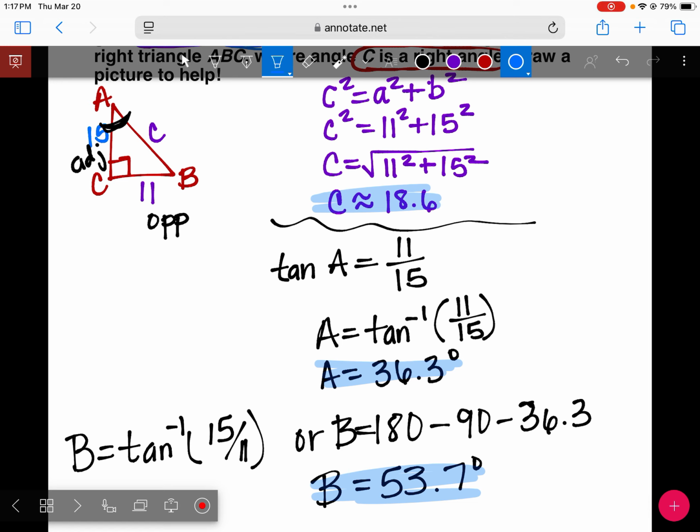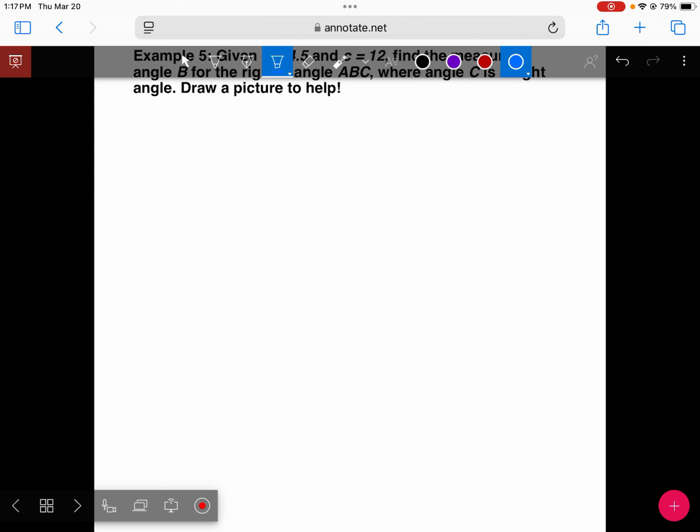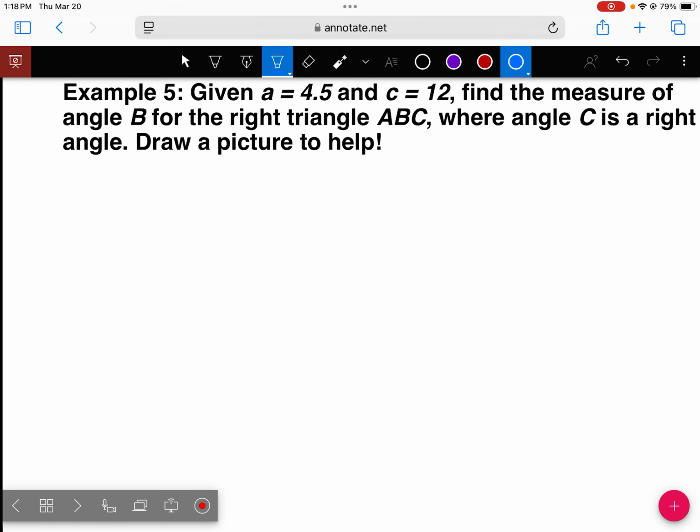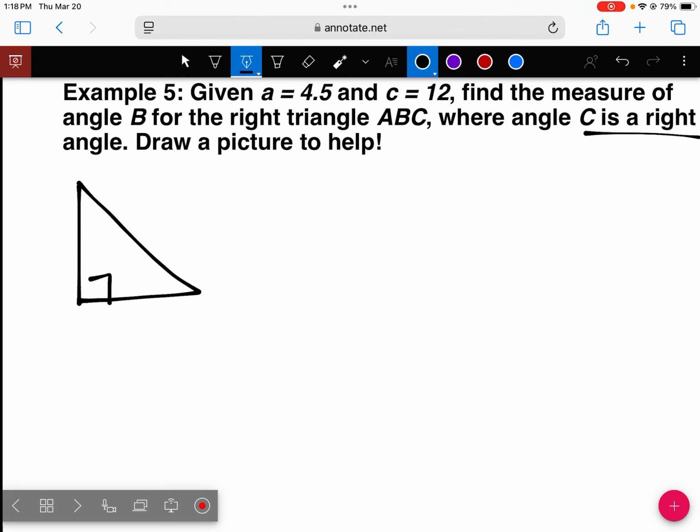All right, one more together, and the last two are on your own. All right, let's look at 5. Let's set up our triangle. And we have C is our right angle. And then this is A, and this is B. So this time, little a is 4.5, so that goes here. Little c is 12. We got to figure out the rest.